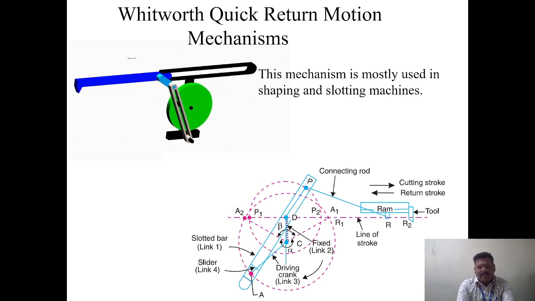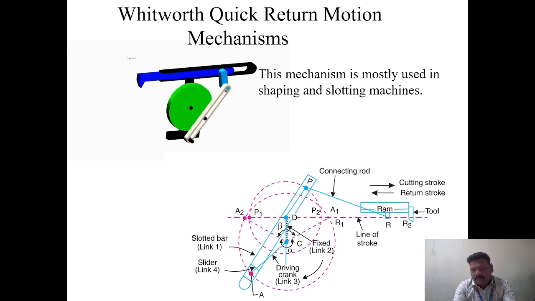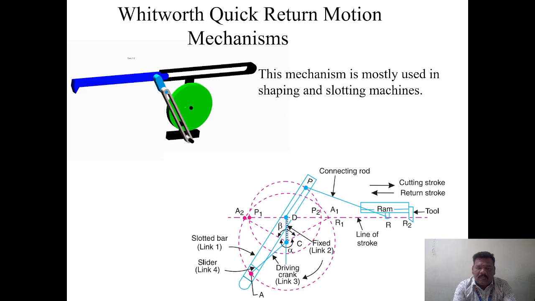The mechanism is mostly used in shaping and slotting machines, and there are some parts used in the Whitworth quick return mechanism. The first is the connecting rod, the driven crank, and links 1, 2 and 3. Link 1 is the slotted bar, 2 is the fixed link, 3 is the driving crank and 4 is the slider. You can see the pink line is the line of stroke, which travels to the ram position. At the end of the ram position, it carries the tool. It is a cutting tool which machines the component in slotting and shaping machines.